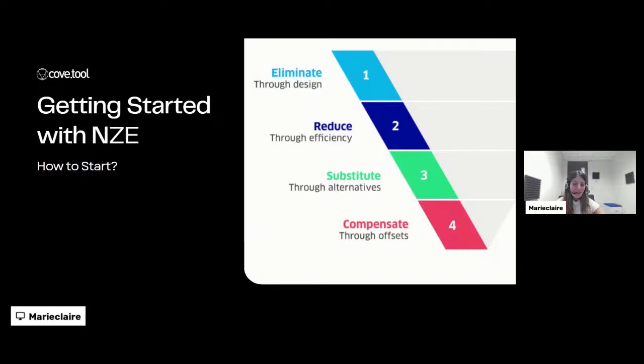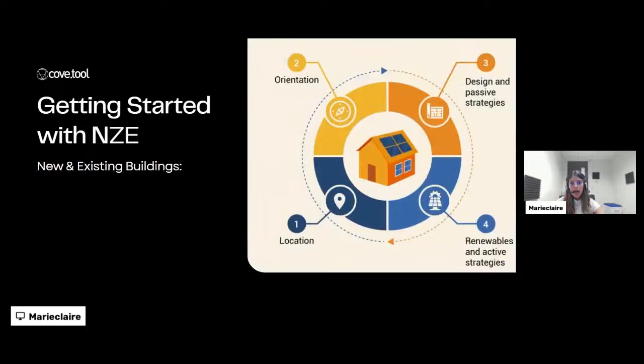Now that we understand what net zero means, how can we start? That's the big question all the time. I define it by four big strategies. We need first to eliminate all unnecessary energy consumption from our building operations. Then we need to reduce, through efficiency, all necessary building operations. Third, substitute conventional energy sources by installing renewables. And the last step is that we need to compensate, through offsets, any remaining energy that we couldn't eliminate, reduce, or substitute. How does this translate to the design process in architecture or the AEC industry in general?